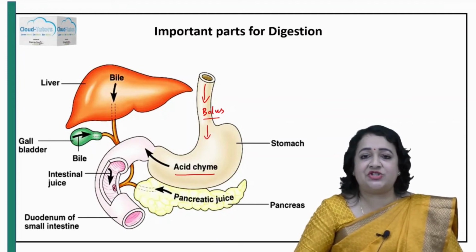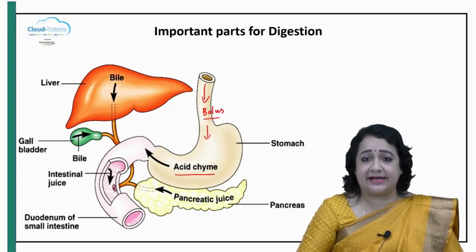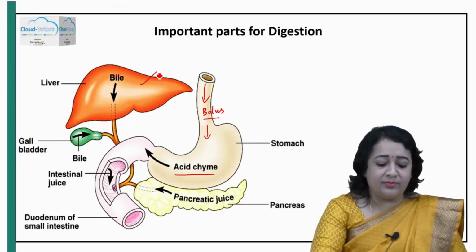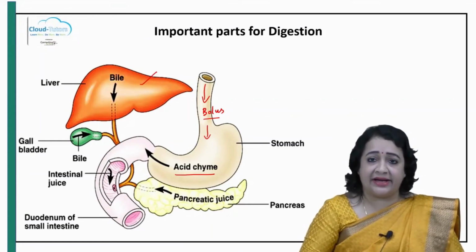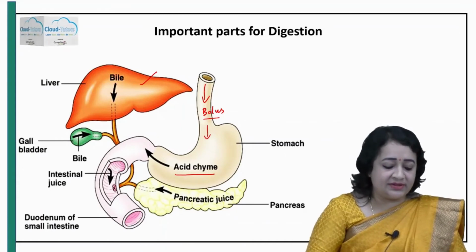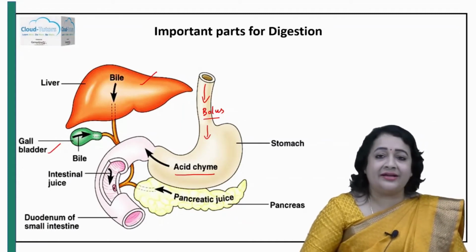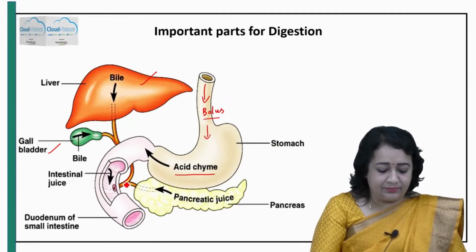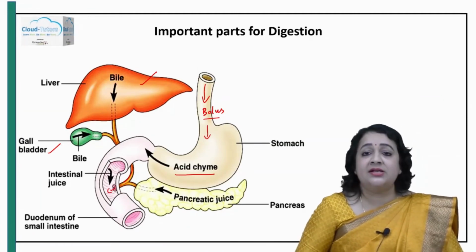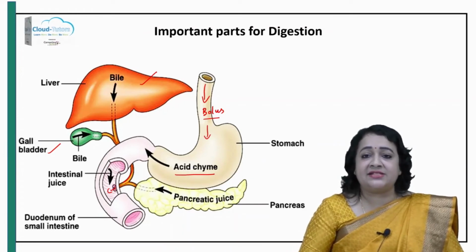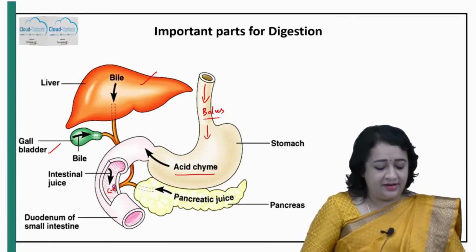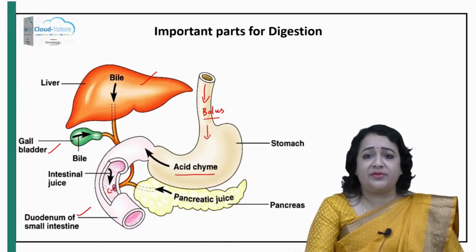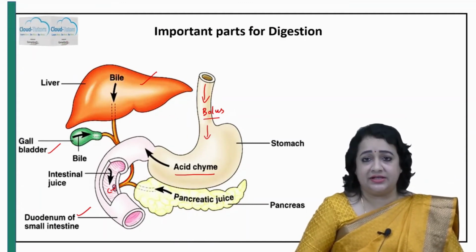Now this acid chyme has to be treated with different enzymes. So from where are these enzymes coming? These enzymes come from the liver. Liver produces bile juice. The bile juice produced by the liver is stored in the gallbladder. That bile juice will enter into the small intestine, at the starting point of the small intestine, which is called the duodenum. So in the duodenum region, the bile juice is released.